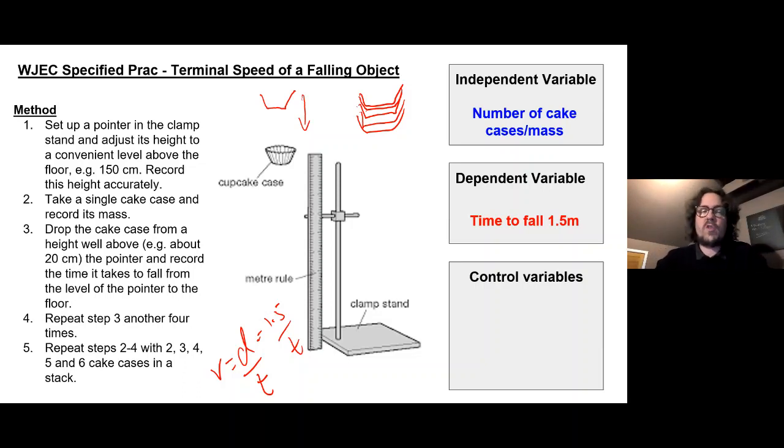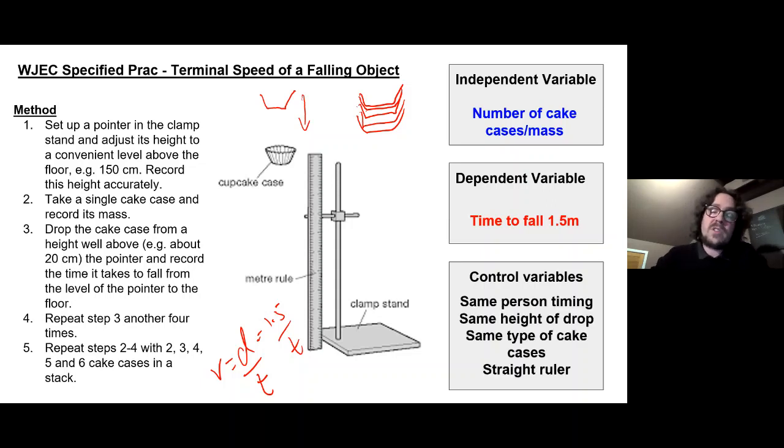And then finally, what control variables would there be for this? If you're asked that in an exam, same person timing. We all have slightly different reaction times. So having a consistency with the same person timing is very important.